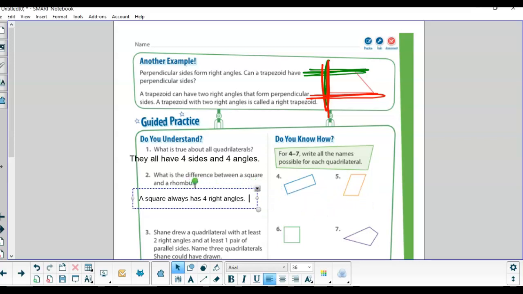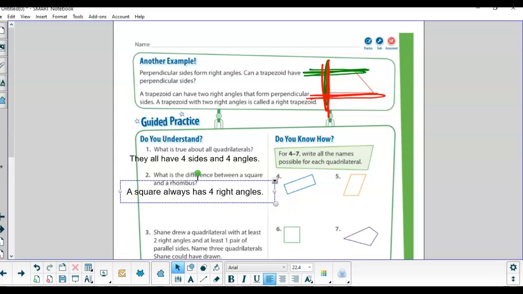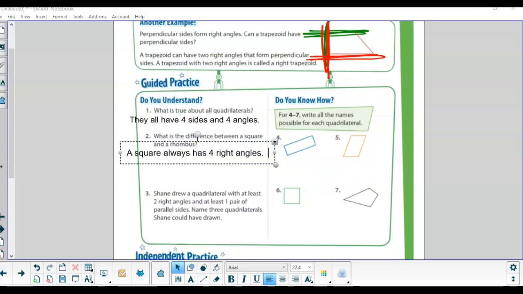So even though a rhombus and a square are alike because they have 4 sides of the same length, they both have 2 pairs of parallel sides, and that's it. And the difference is that the square has the 4 right angles. All right, let's look at number 3.